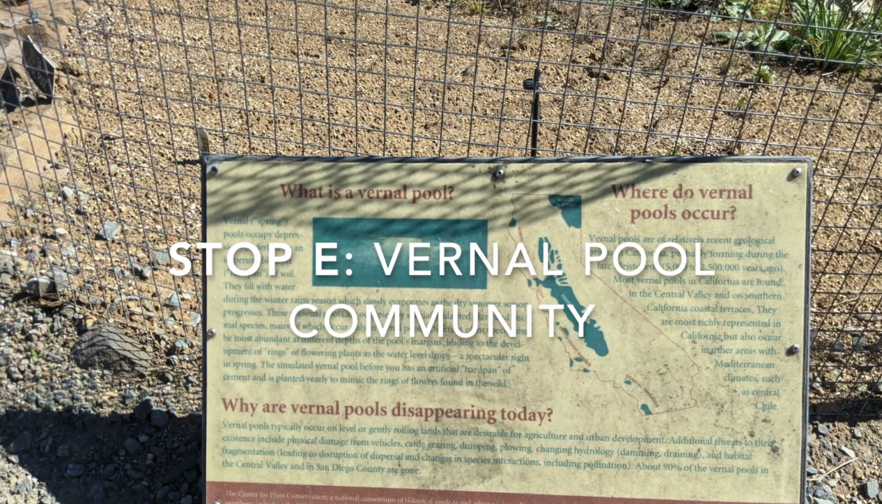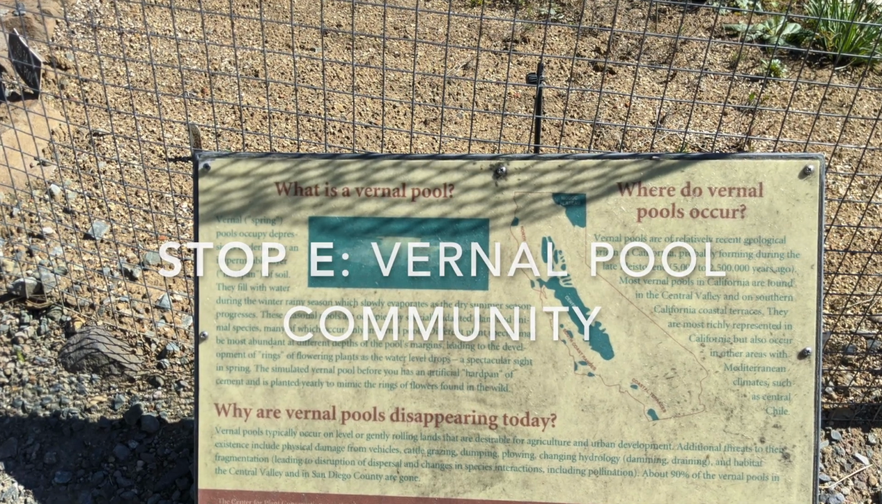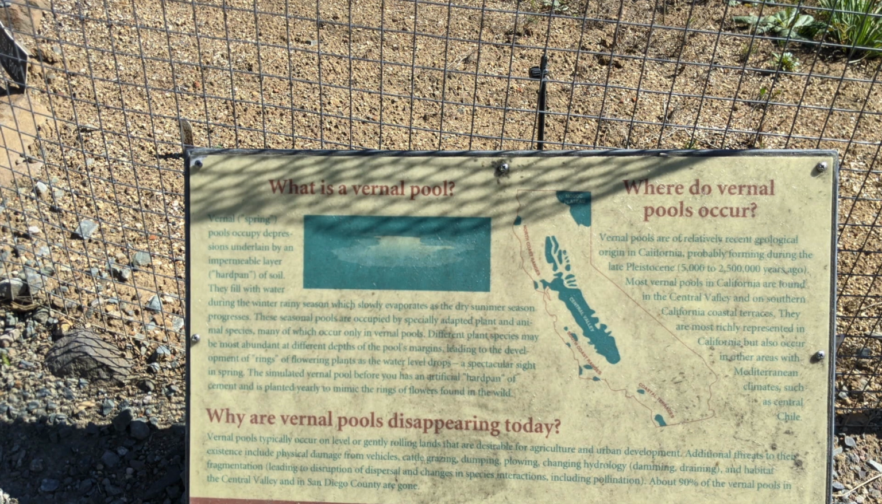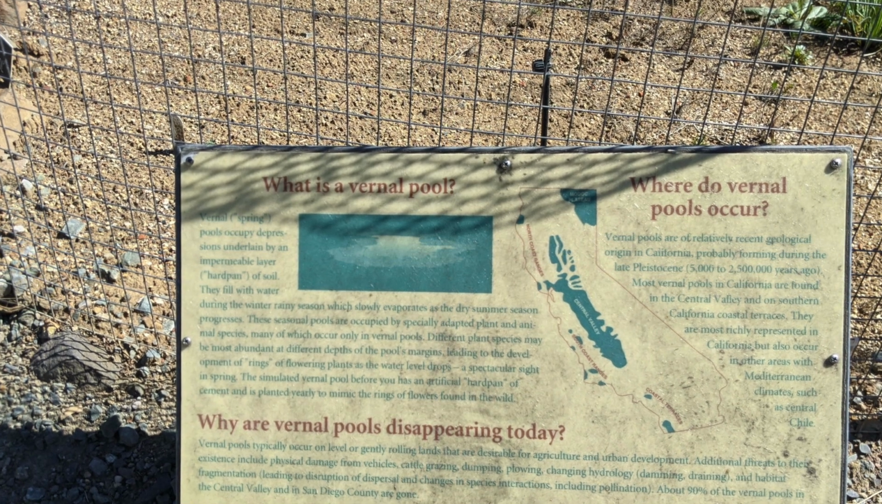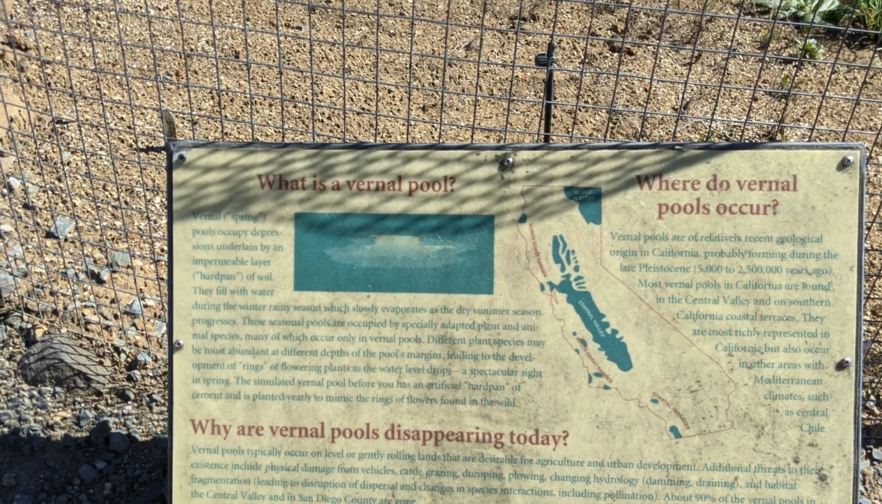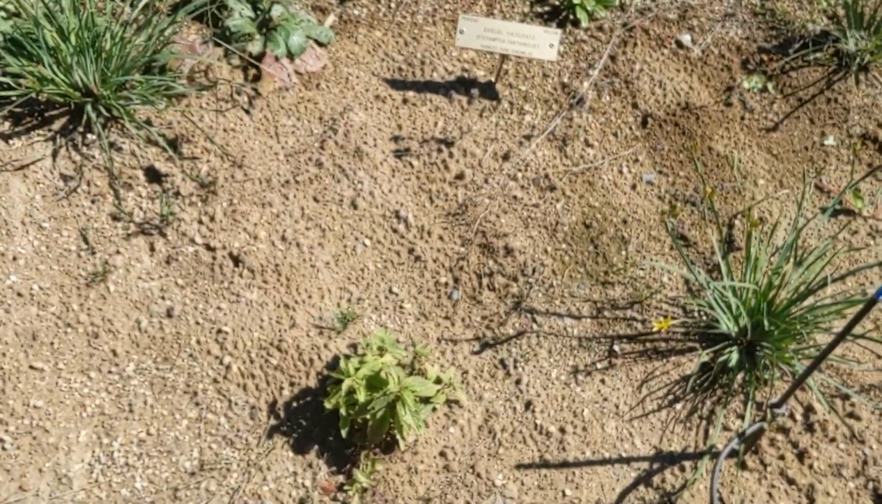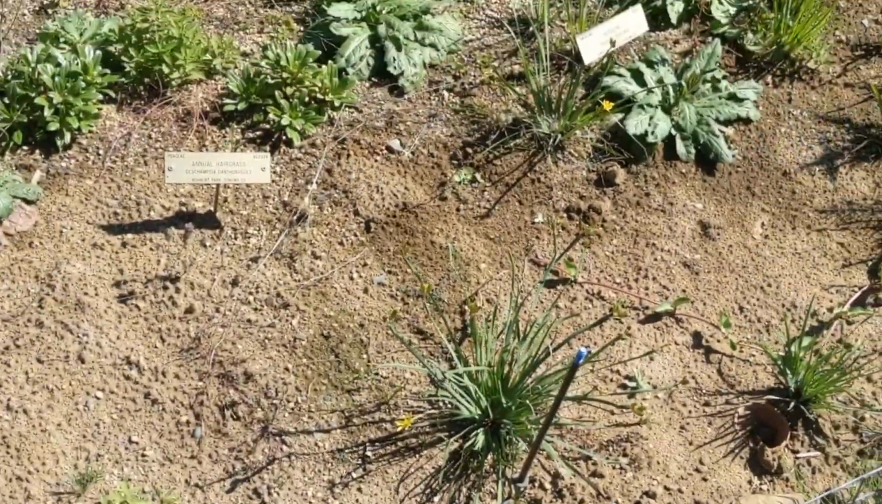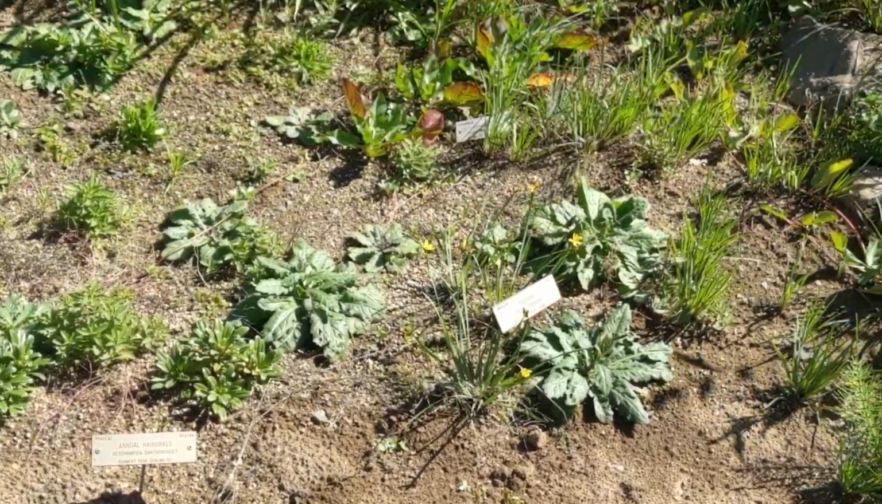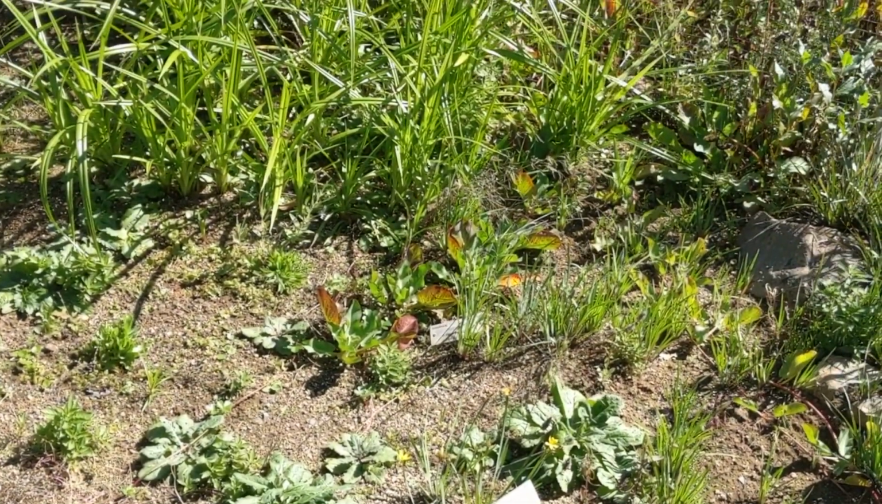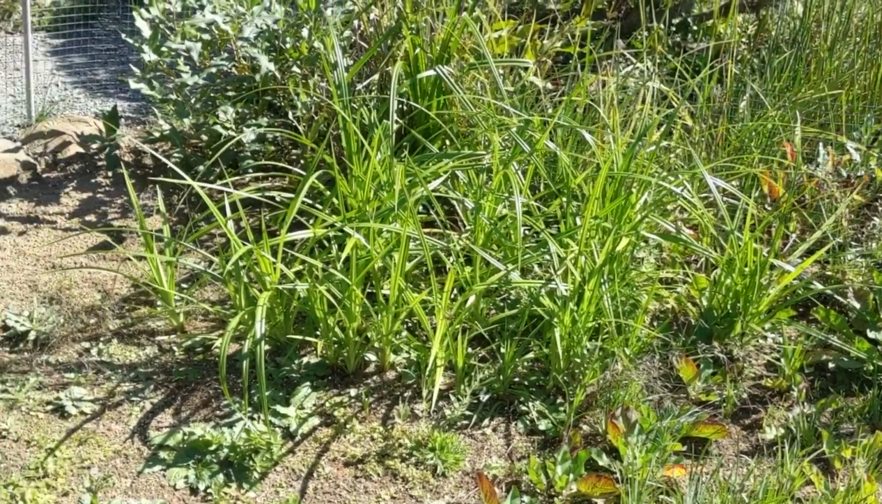Stop E. Vernal Pool Community. Vernal pools occupy depressions underlain by an impermeable layer or hardpan of soil. They fill with water during the winter rainy season, which slowly evaporates as the dry summer season progresses. These seasonal pools are occupied by specially adapted plant and animal species, many of which only occur in vernal pools.